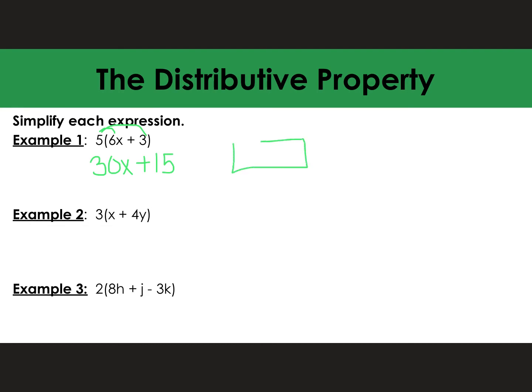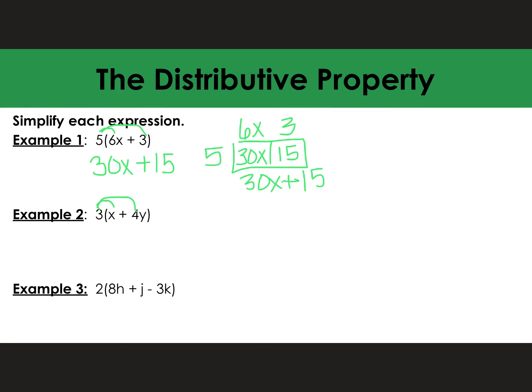If I was going to use the box method, I'm going to put the 5 out in front, 6x on top, and 3. So just like before, 6x times 5 is 30x, and 3 times 5 is 15. I can pull those down. They are separated by an addition sign, so it would be plus 15.